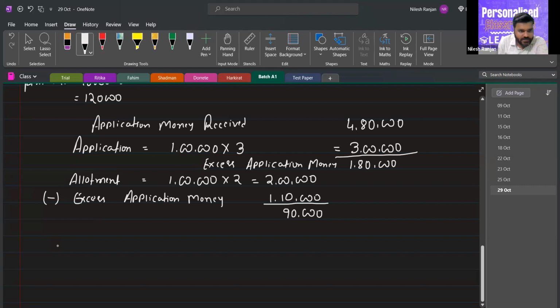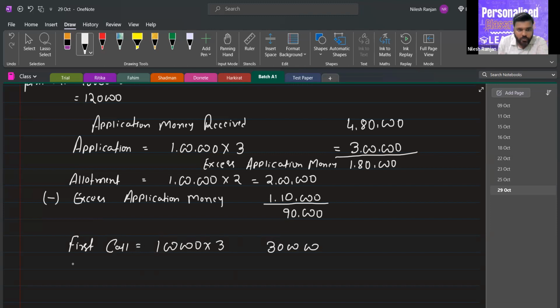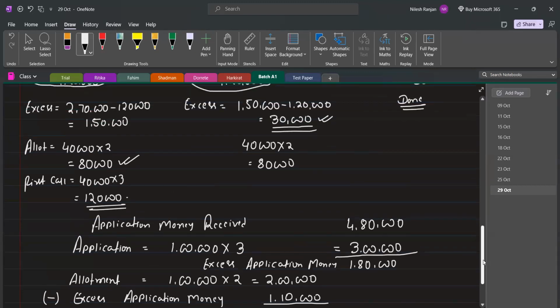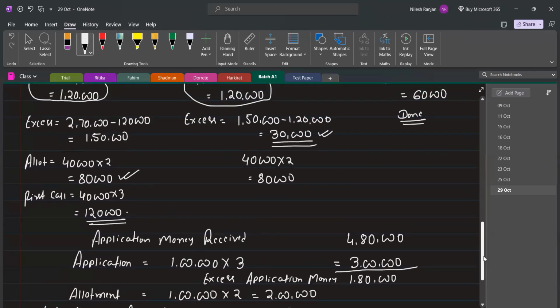Now the next part is first call. So first call, it is 1 lakh into 3. That is 3 lakh. Now minus excess application money here also. So how much excess application money is utilized in first call? Not 120, because total amount we cannot utilize. Yes or no? Yes, sir. How much? 70,000.